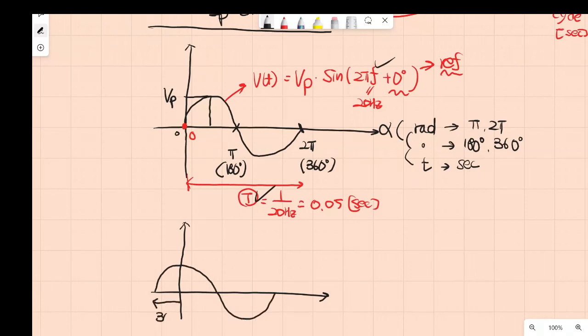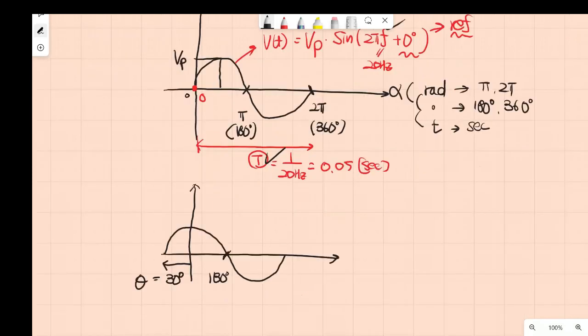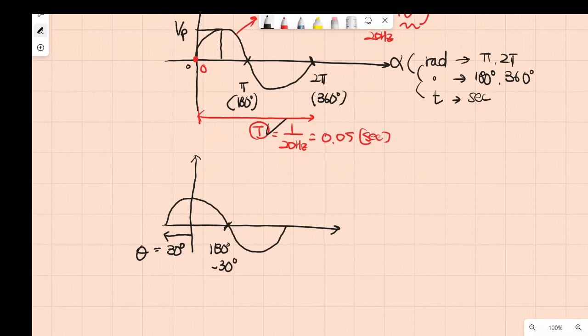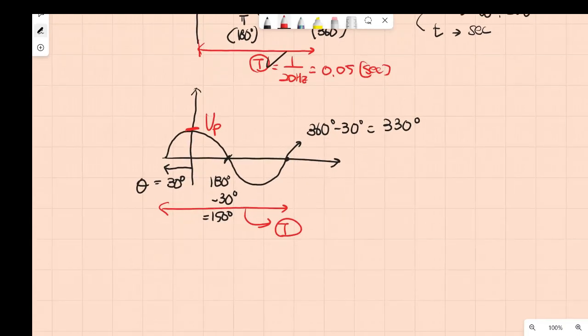For example, a 30-degree shift. So 180 minus 30 is 150, and 360 minus 30 is 330 degrees. The peak voltage is the same and the period is the same, 0.05 seconds.